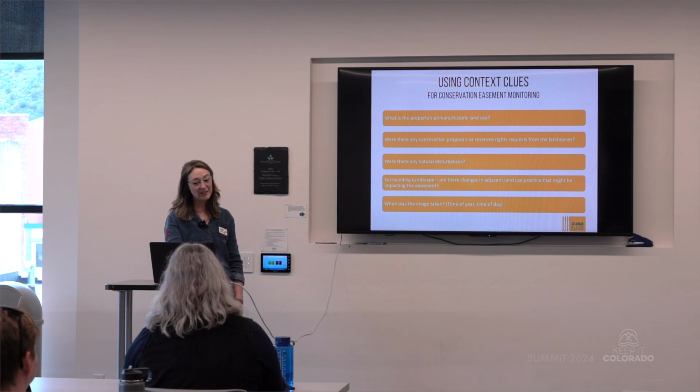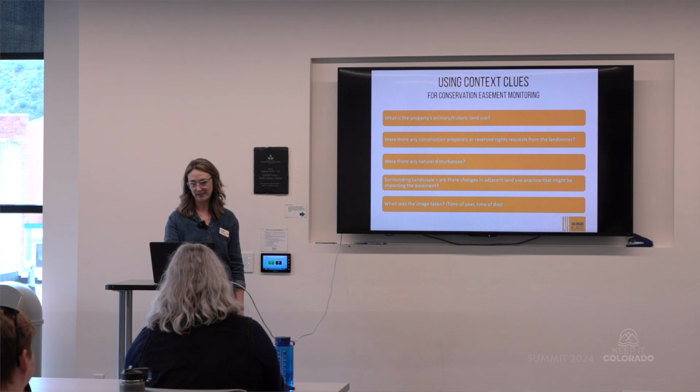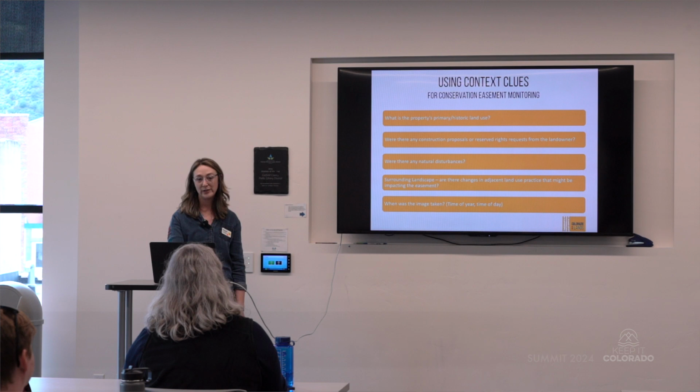So now that you've picked the right image, what do you want to know before diving in? For instance, what activities are actually happening on the property is going to have a big impact on what you're seeing, and you can make a couple different deductions based on that. So is it farming? Is it ranching? Is it open to public?